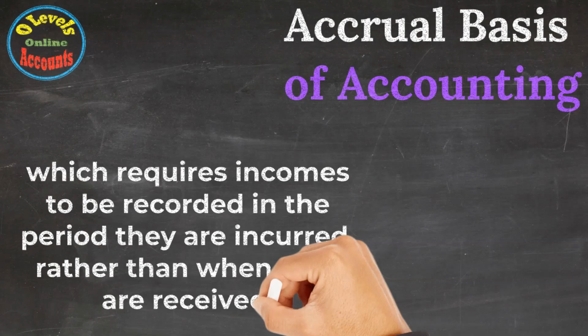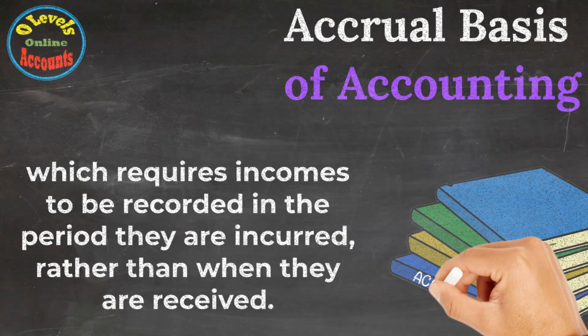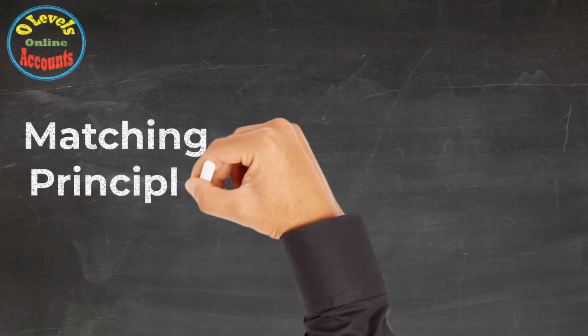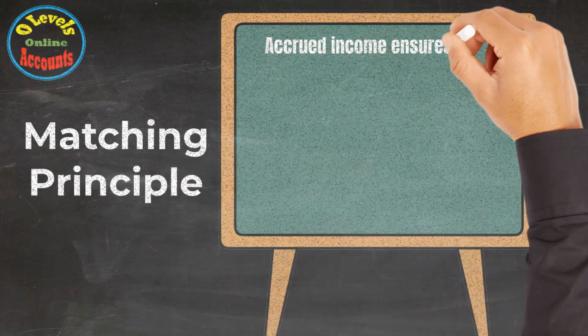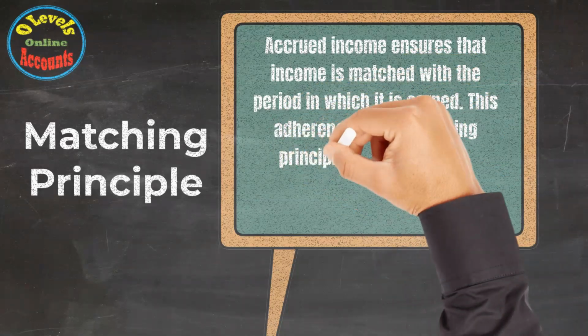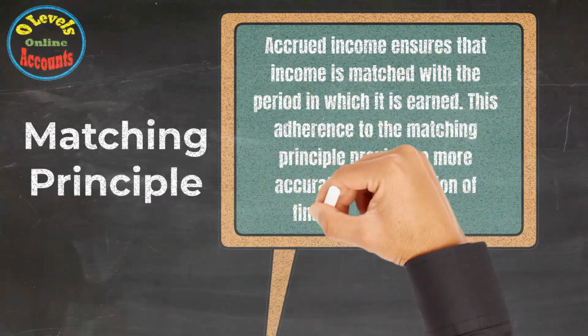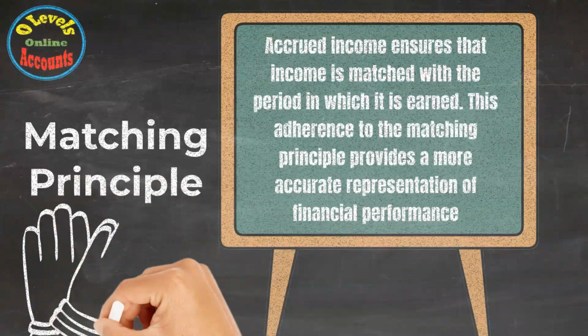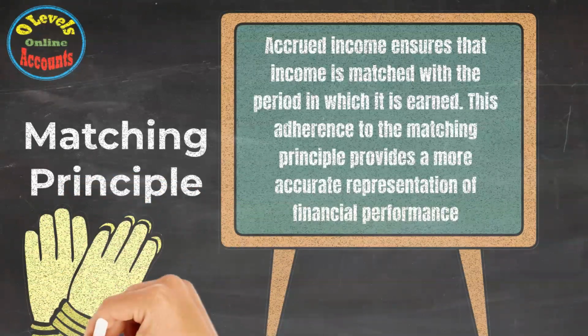Let's move to check another accounting principle on which this concept is dependent. It is also dependent on the matching principle of accounting. It ensures that income is matched with the period in which it is earned. This adherence to the matching principle provides more accurate financial information. Let's move to check its accounting treatment.